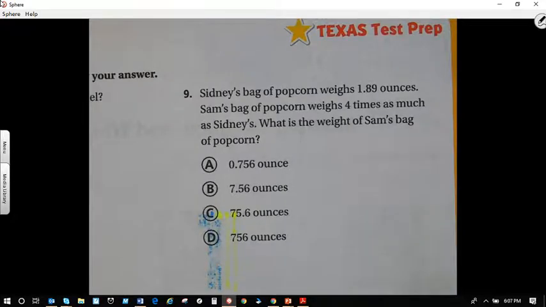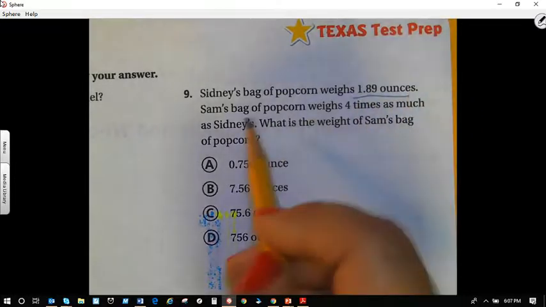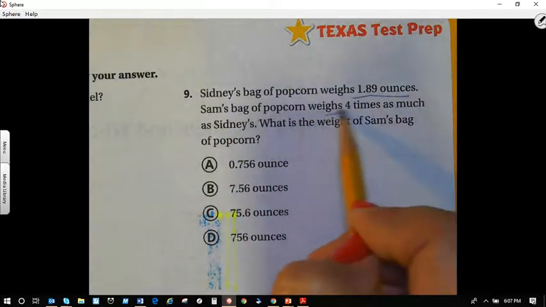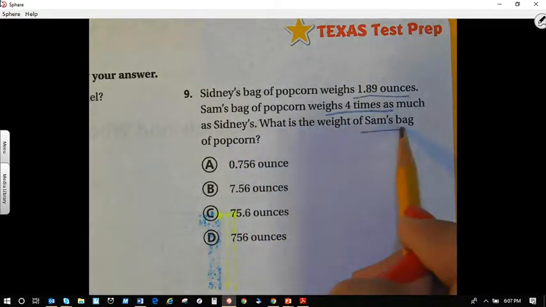Number 9. Sydney's bag of popcorn weighs 1 89/100 ounces. Sam's bag of popcorn weighs 4 times as much as Sydney's. What is the weight of the bag of Sam's popcorn?